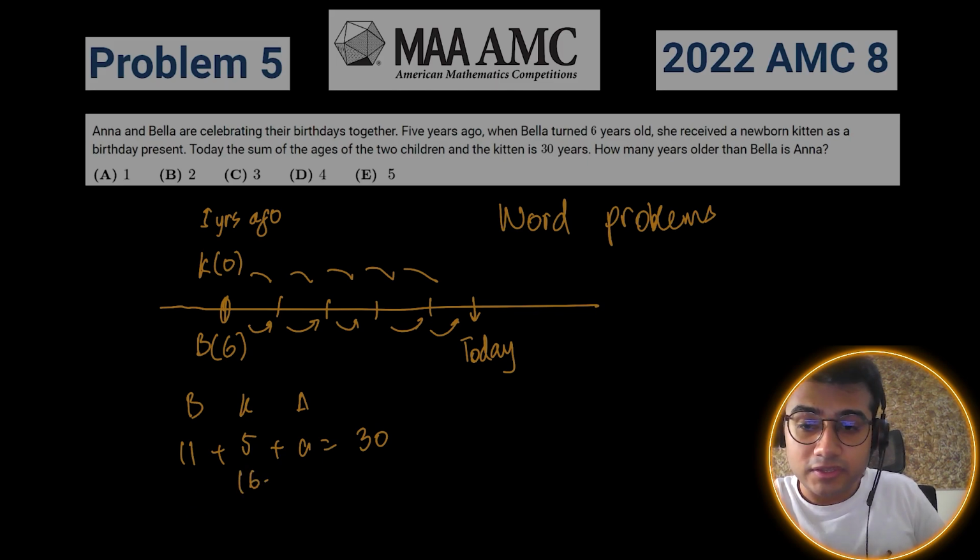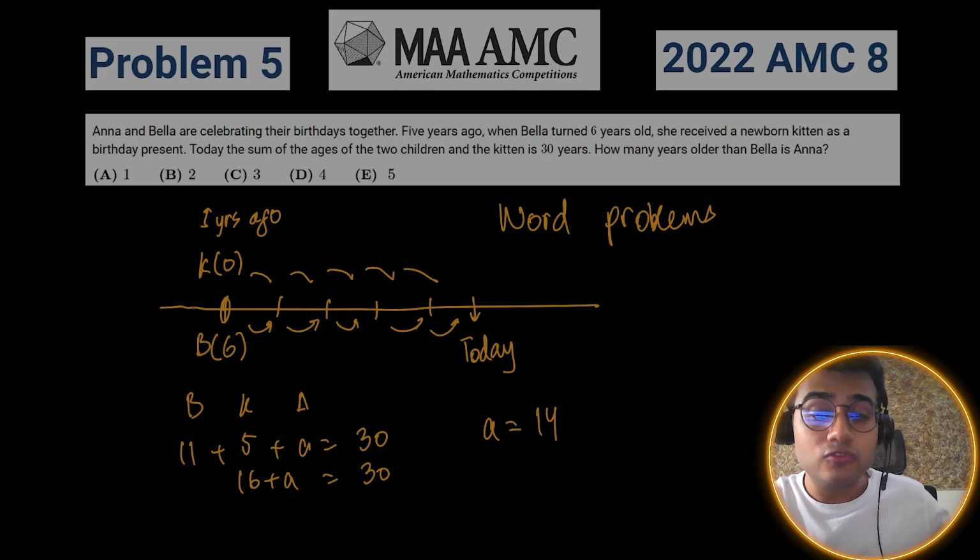So we get 16 plus A equals 30. So that tells us that A is 14. So Anna is 14 years old. How old is Bella? Bella is 11. So how much older is Anna? Anna is 3 years older, and that's the answer.